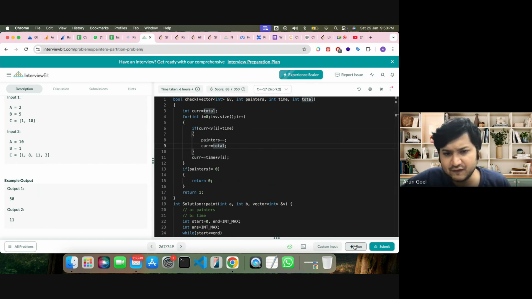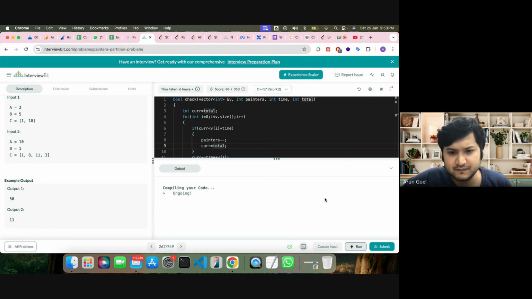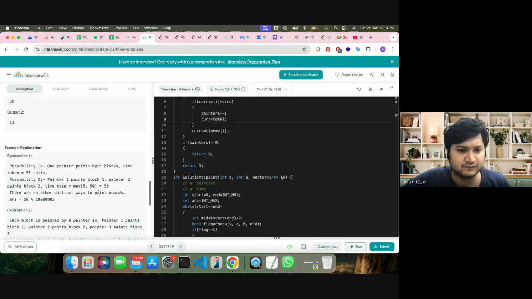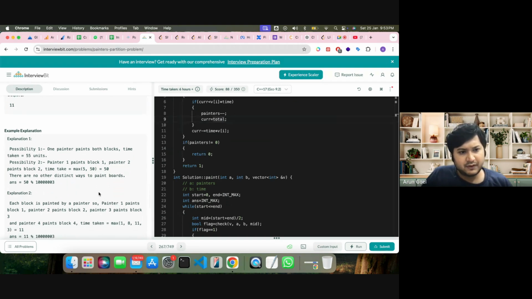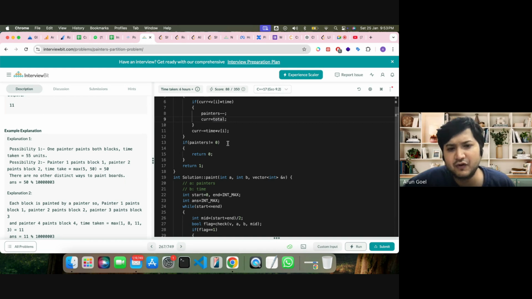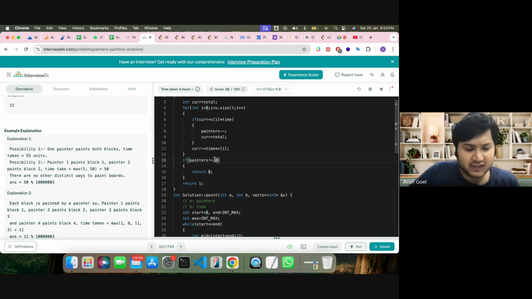Guys, can you find some issue in this piece of code? Can you find something? One painter paints both blocks when time taken is 55. One painter blocks one. तो Arun, how are you checking if mid is a valid maximum time? वो तो उसी से ना, कि अगर टोटल नंबर ऑफ पेंटर 0 हो जाता है हाँ तो पक्का मतलब सारे पेंटर्स लग गए हैं, राइट?